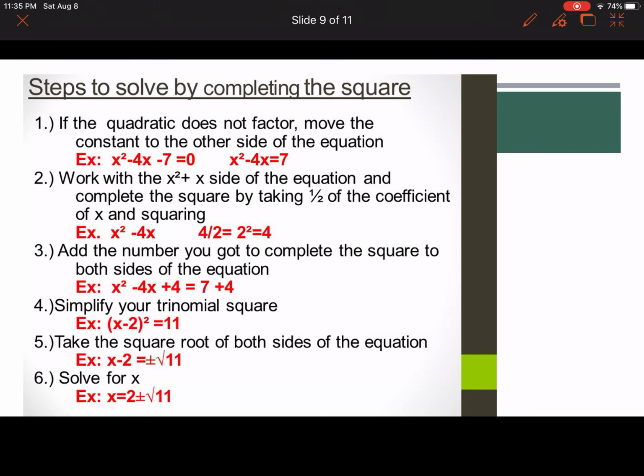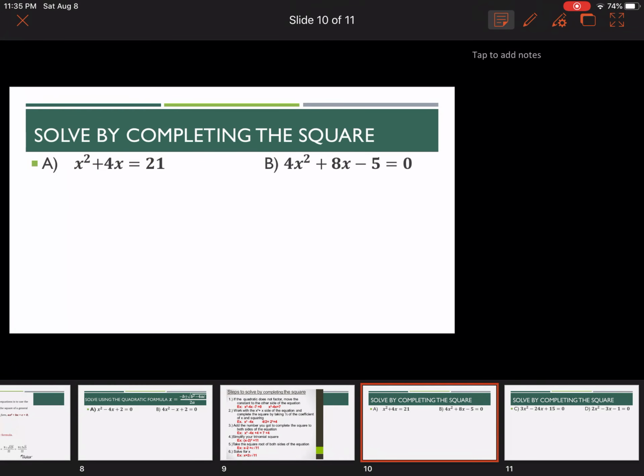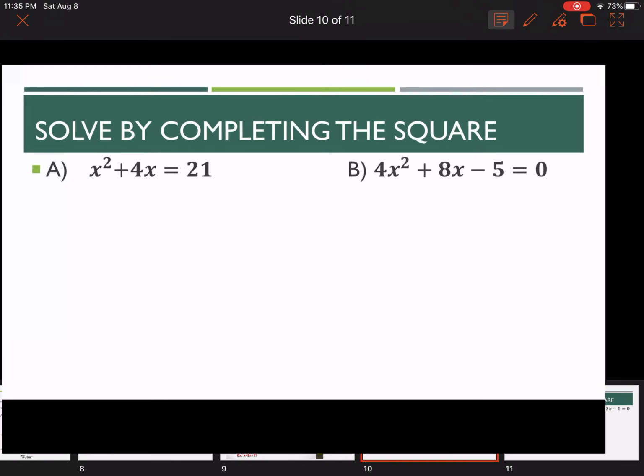I know I went through that pretty quickly, but I think when you see me actually working through examples, it will click and make a lot more sense. So let's go ahead and get started. We have 3 examples that we're going to cover together.